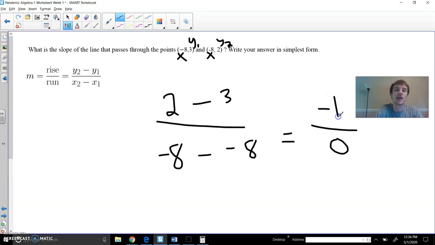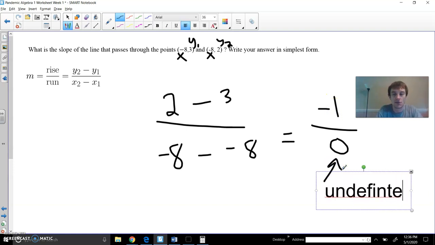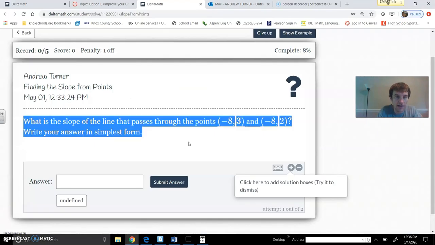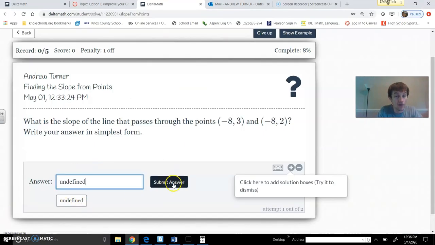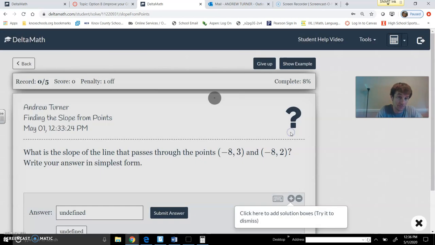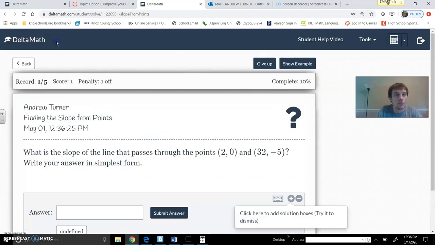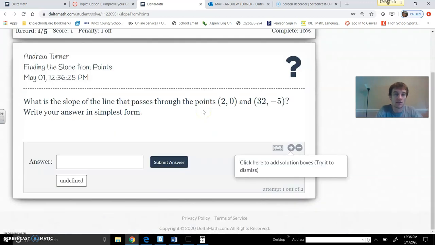That does come out to be -1, but you cannot divide by 0. And so this is the word undefined. It's kind of like infinity because you really can't divide by 0. And so that's why I want to choose this word undefined to submit my answer. And of course, it likes it. So let's look at another one that maybe doesn't turn out to be as simple as that.